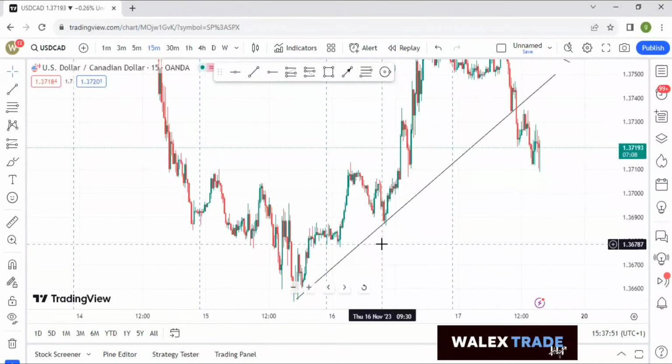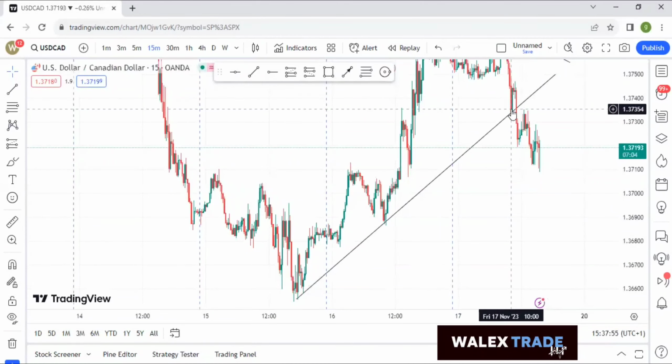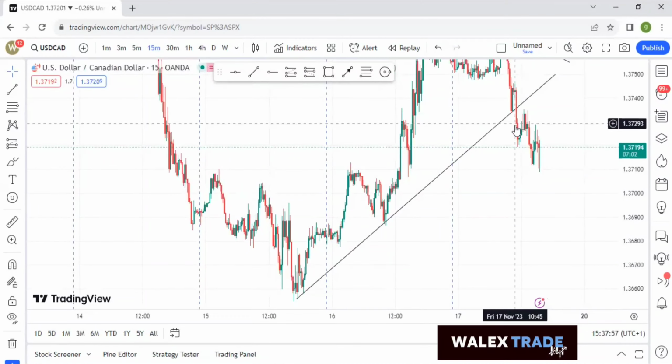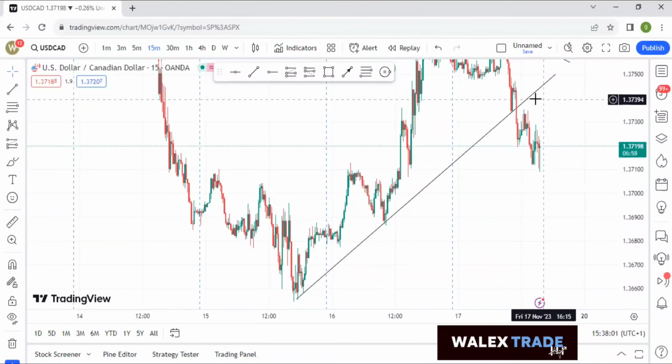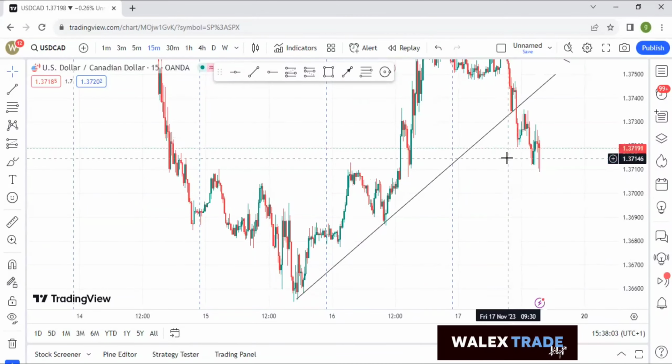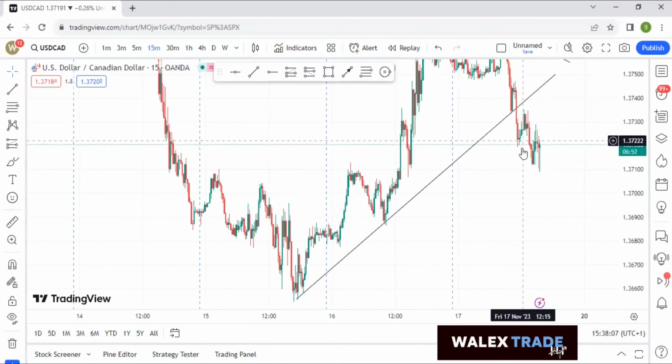Why? Because looking at this now, you have 1, 2, and the third touch has broken down. It has already broken the trend line. So this trend line is not relevant for now, because it has already broken the trend line. So it's not relevant to this current market you are seeing.